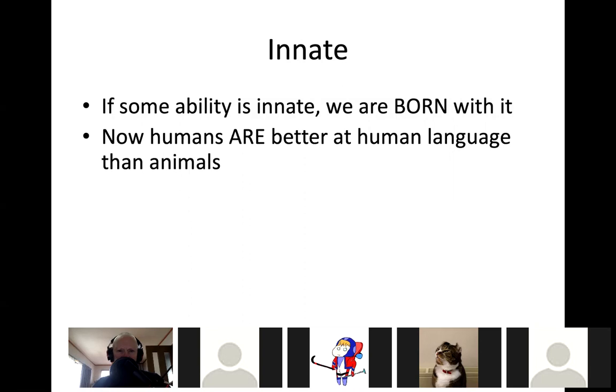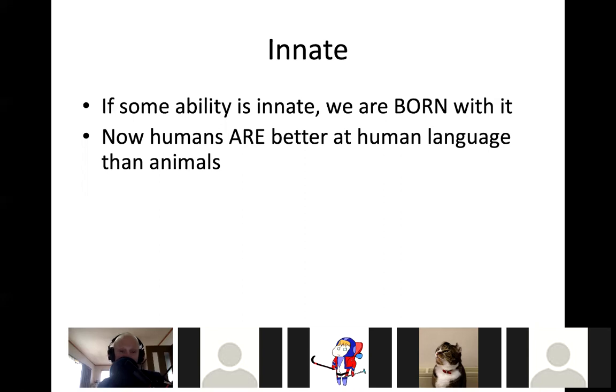Now, you can say humans are definitely better at human language than animals, right? It's like you say, okay, we learn human language better than gorillas. Yeah, we know that, right? That's not a question, right? Many people misunderstand the innateness hypothesis. And they think the innateness hypothesis just means we're better at language than animals, right? I can speak English better than my cat, that sort of thing. That's not it, right? That's not what it is. That's not what it means. We'll see what it is really later.